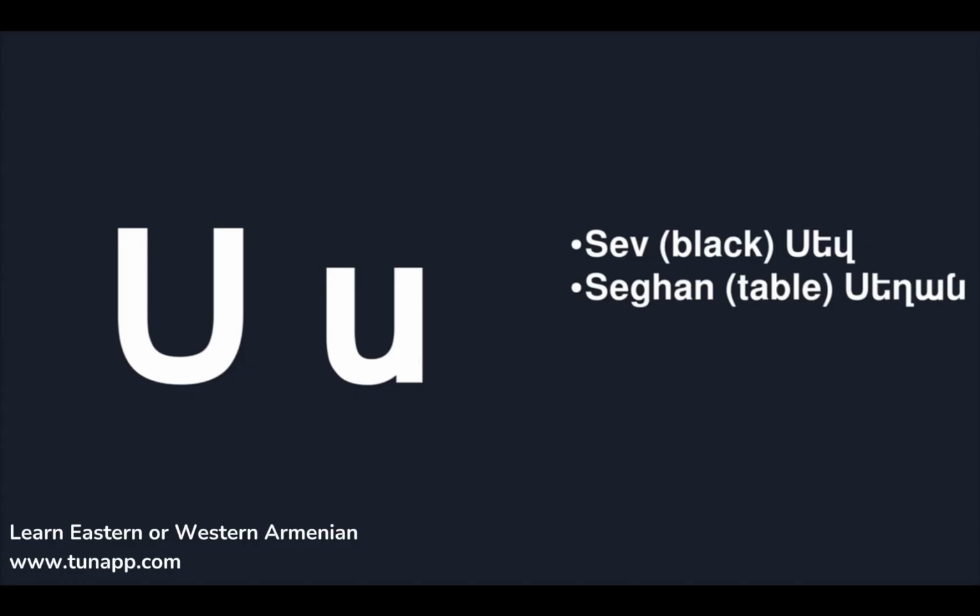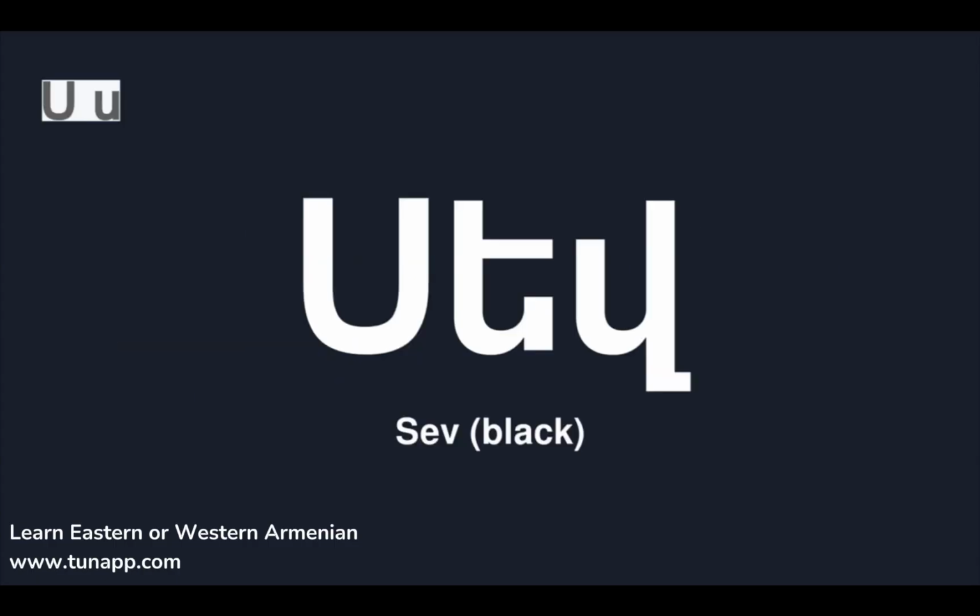Okay, the next letter we'll move on to is S. S is for the Armenian word sev, which means black, sehan, which means table, and ser, which means love. Let's take a closer look. Sev. If you look at the letter S in the top left-hand corner, can you see where it sits in the word sev? There it is, right at the beginning.